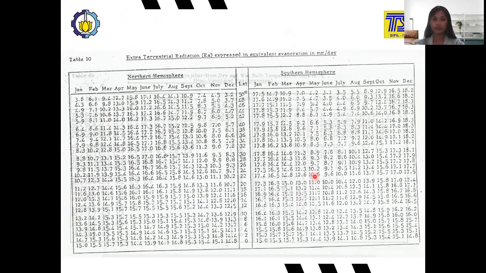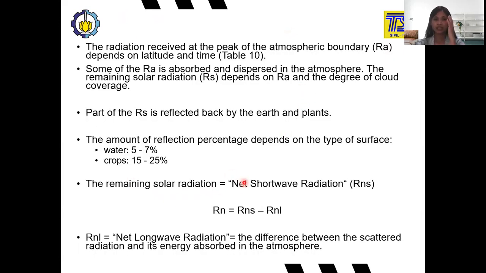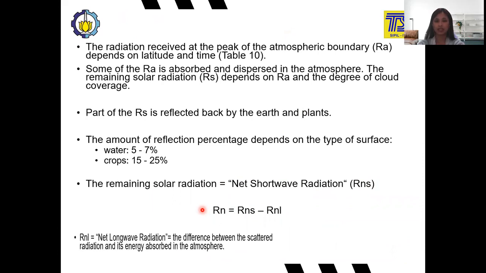To calculate it, the remaining solar radiation is equal to the net short wave radiation, or RNS. And here, for RNS, we can use this calculation: Rn equals RNS minus RNL, where RNL is equal to the difference between the scattered radiation and its energy absorbed in the atmosphere. So the remaining will be the RNS. So the Rn is the radiation coming in, the net radiation coming in.